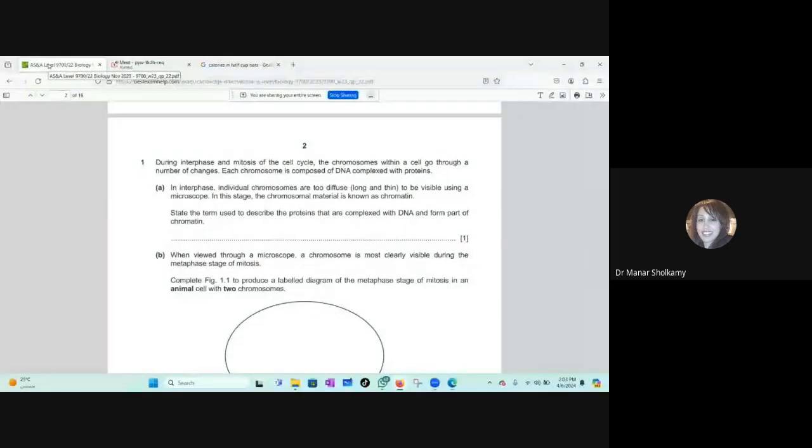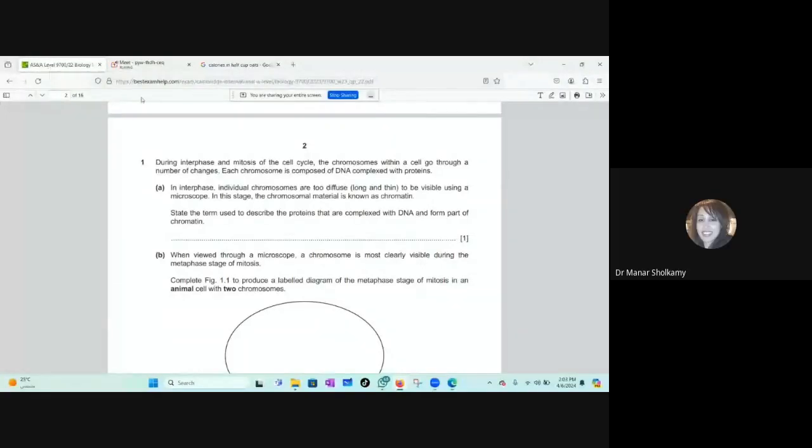During interphase and mitosis of the cell cycle, the chromosomes within a cell go through a number of changes. Each... We cannot see the screen. Oh. Thank you for telling me. One minute. Is this better? Now you can see the screen. Can you see the screen?